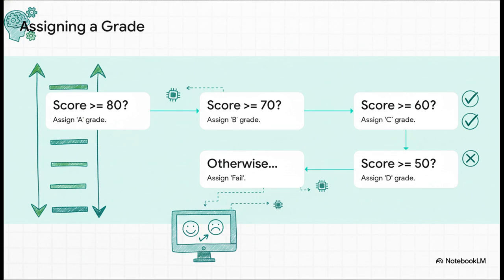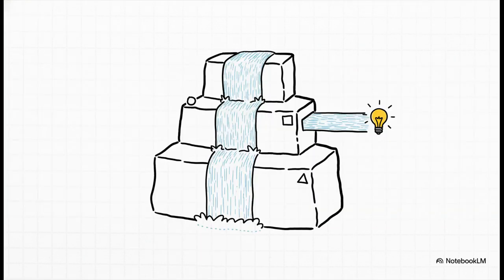It just keeps going down this ladder until a condition is met or it runs out of options and has to assign fail. You can really think of it like a waterfall. The program's flow starts at the top and it just cascades down, checking each else-if condition. The very moment it hits one that's true, it runs that little piece of code and then jumps all the way to the end. It only ever follows one stream.